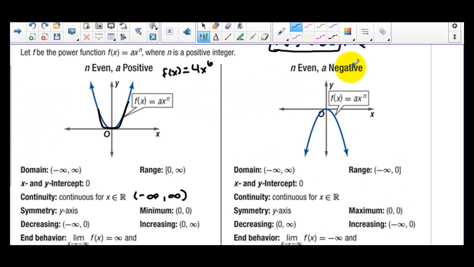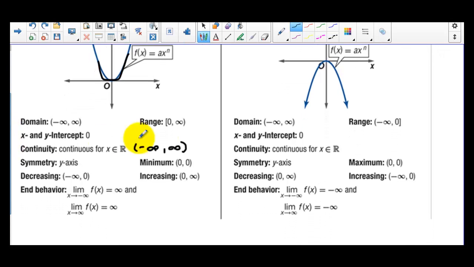If n is even but a is negative, so we could have f of x is equal to negative 4x to the sixth, then this graph is just turned upside down, and we say it's reflected over the x-axis. The domain, again, is negative infinity to infinity. The range is now negative infinity to 0. All the values will be negative. X and y intercepts are both 0.